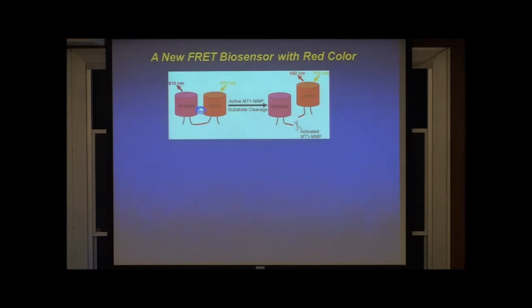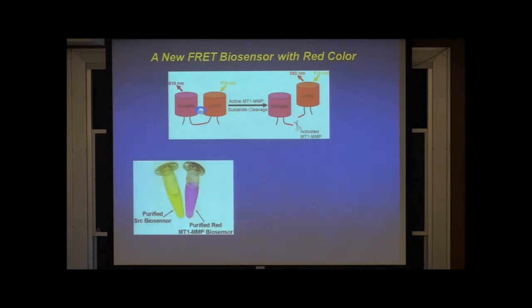So this is based on orange and cherry fluorescent proteins. Orange is relatively close to red, but not in the red zone yet. But cherry is relatively deep red. So their color could be quite different from the typical CFP-YFP based FRET biosensor. Okay. So as you can see, this is a CFP-YFP based FRET biosensor with relatively yellow color. And if you use the orange and cherry, we can see quite a different color.